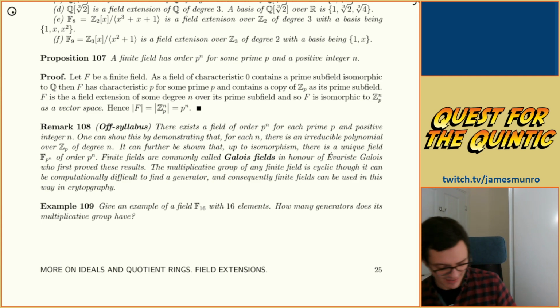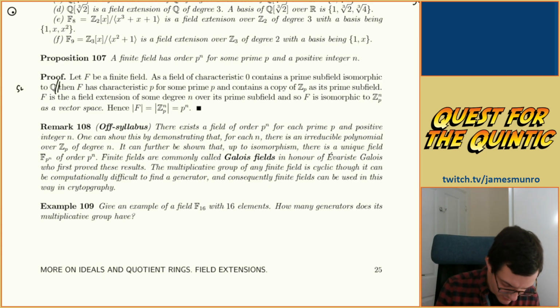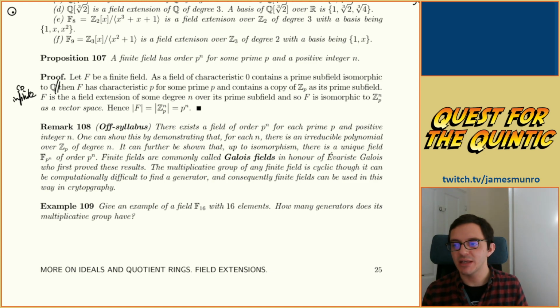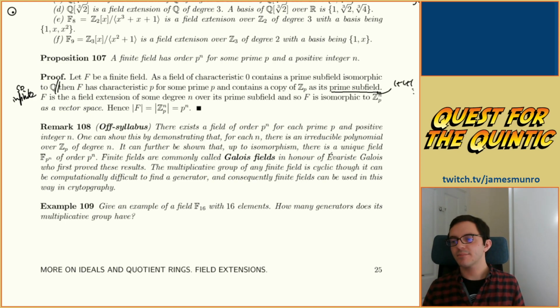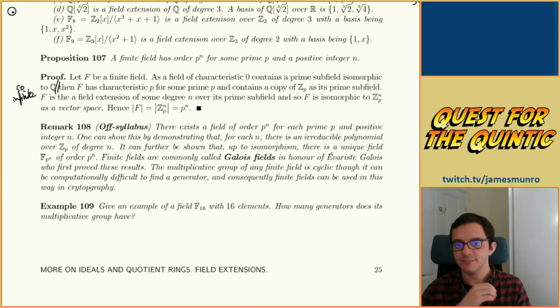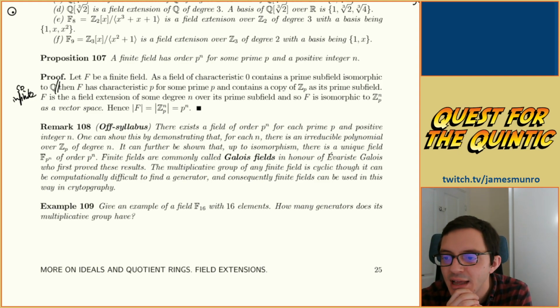Right, so this is just saying it's infinite. So instead, F has characteristic p and contains Z_p as prime subfield. Oh, that's the phrase for when it's 1 plus 1 plus 1. Like the smallest one? I need to remember what prime subfield is. F is the field extension of some degree n over its prime field. Right, fine, okay. As a vector space, there we go.